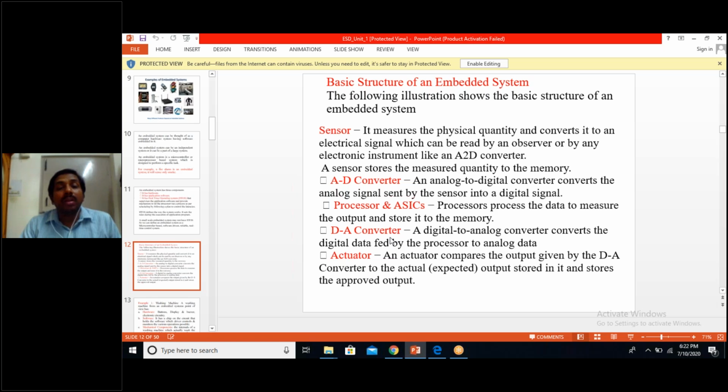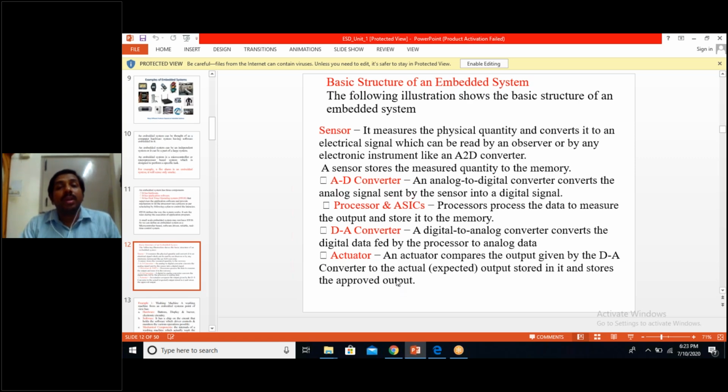Then there is a D to A converter. D to A converter means whatever processed data is there is again converted to an analog signal. That analog signal is given as input to an actuator. What the actuator does is compare the output given by the converter to the required one and generate the output.